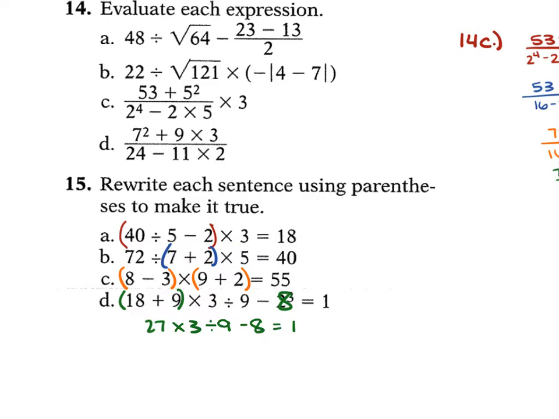All right, so from here we would do the 27 times 3, which is 81, divided by 9 minus 8 equals 1. 81 divided by 9 is 9, minus 8 is equal to 1. 9 minus 8 is 1. 1 is equal to 1, so this is where our parentheses should be.